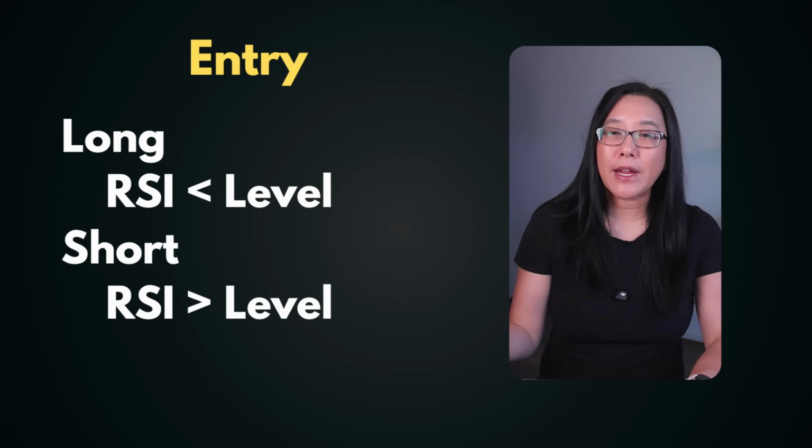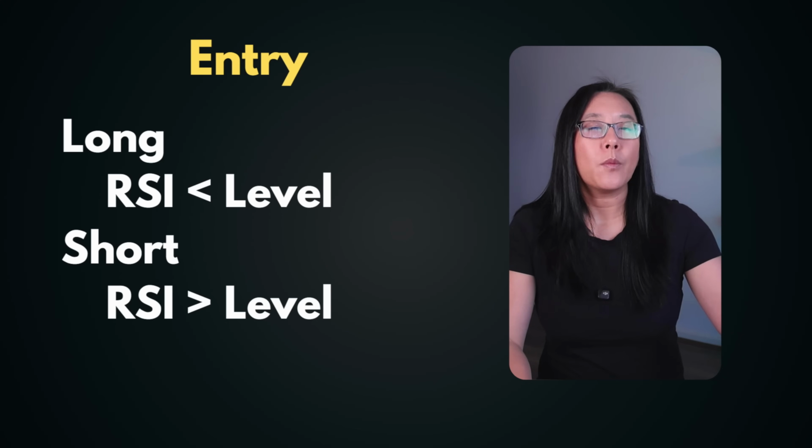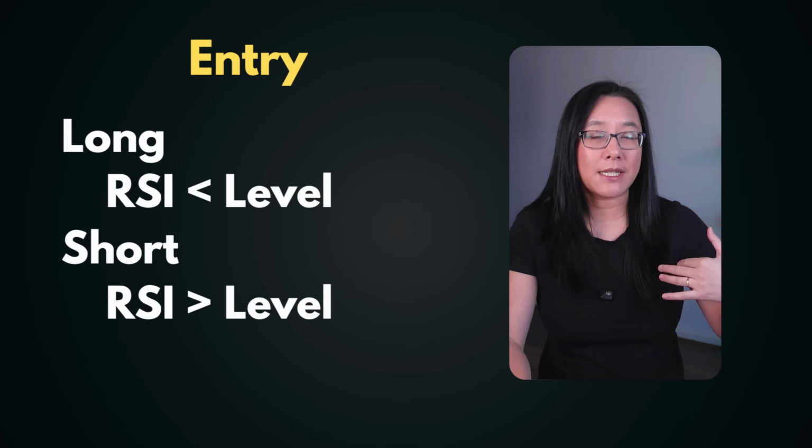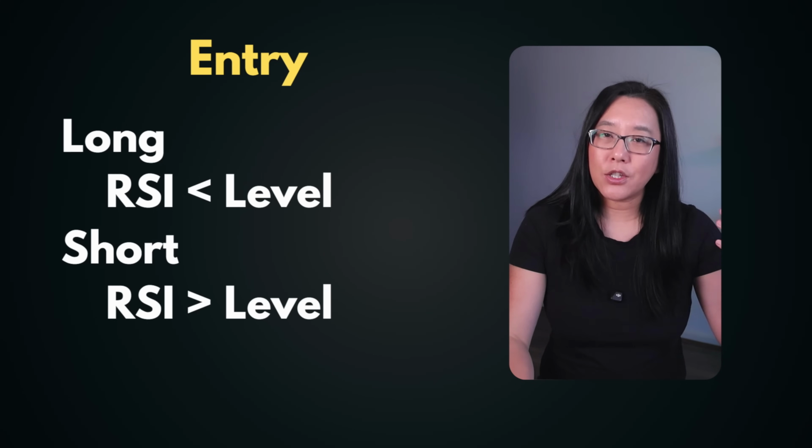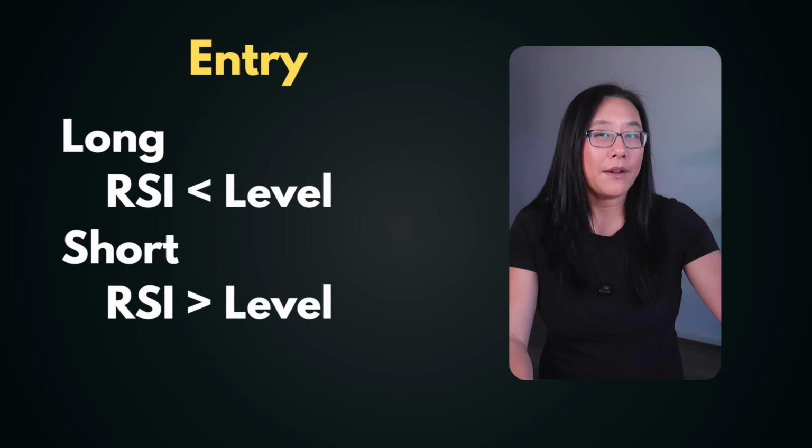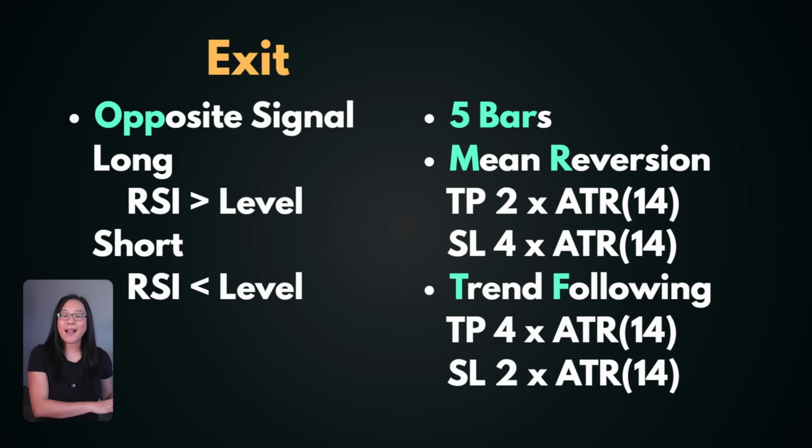For the entry criteria, let's keep it simple. For a long entry, we're going to enter when the RSI is below a certain level, and we're going to do the opposite for the short entry, so when the RSI is above a certain level. And for all those entries, I am going to combine them with 4 different exit types. The first exit type is the opposite signal. So for example, if we're taking an entry based on going below the RSI level, then we would exit based on the opposite direction, when the RSI goes above a certain level. We're also going to test the same entries with a 5-bar exit, with a mean reversion type exit.